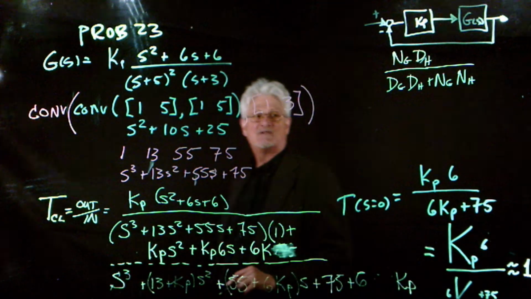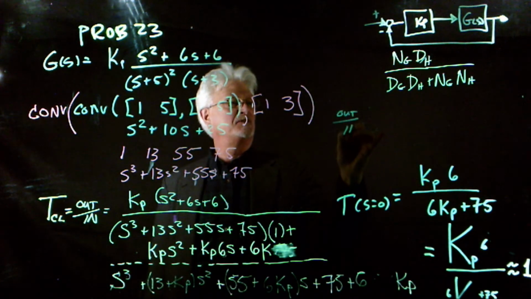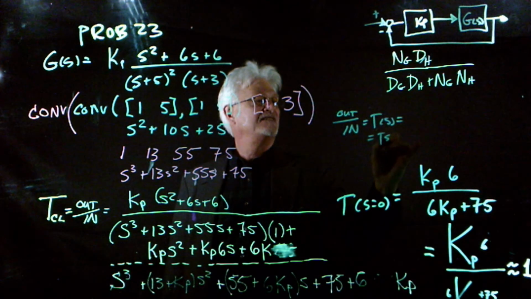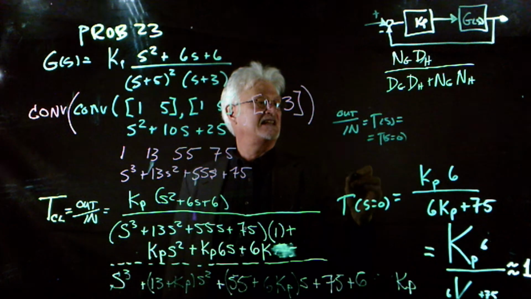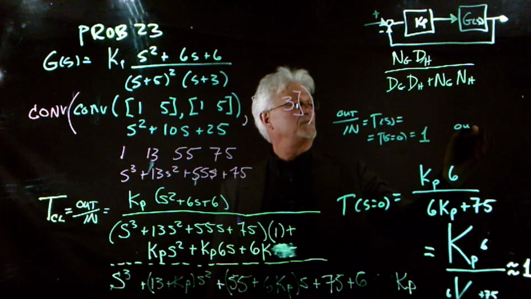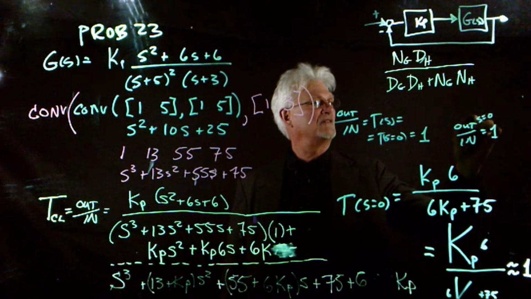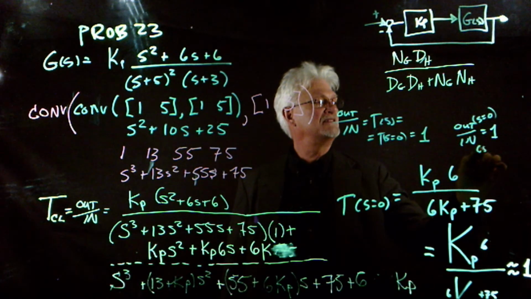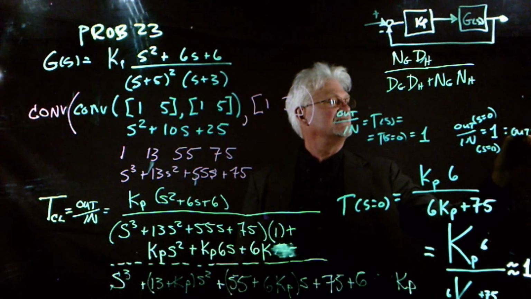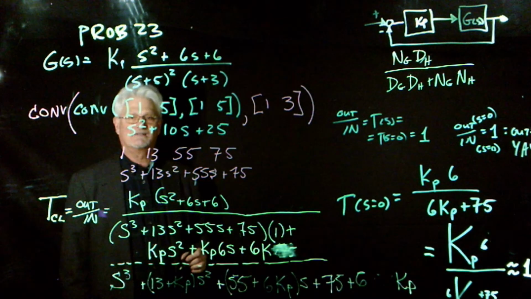Why do we want it to be equal to 1? Remember, the output over the input is equal to T of s. And if we do this at s equals 0, that is the steady state. If that happens to be equal to 1, then the output over the input is equal to 1, and that means the output is equal to the input. Yay! And that's what we want. These parts are important, but they're easy to gloss over. So we're all good to go with that.